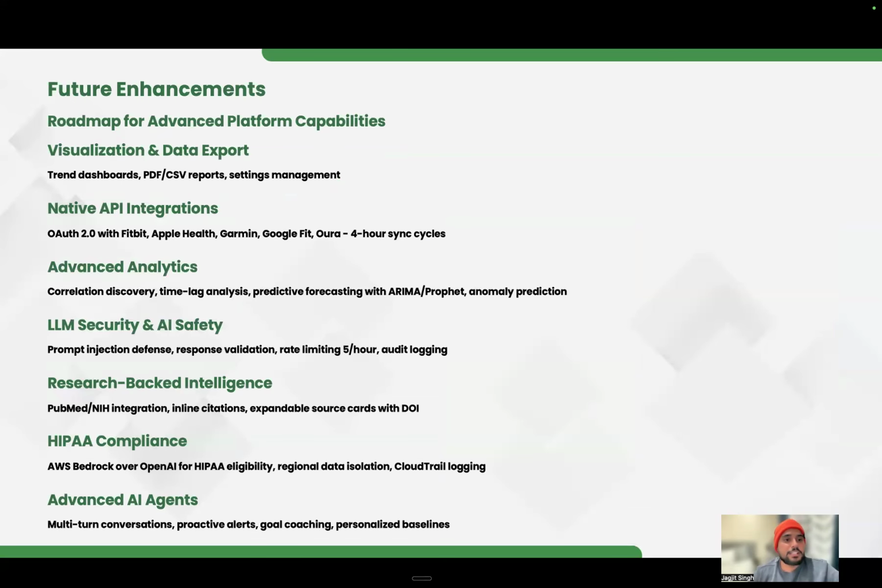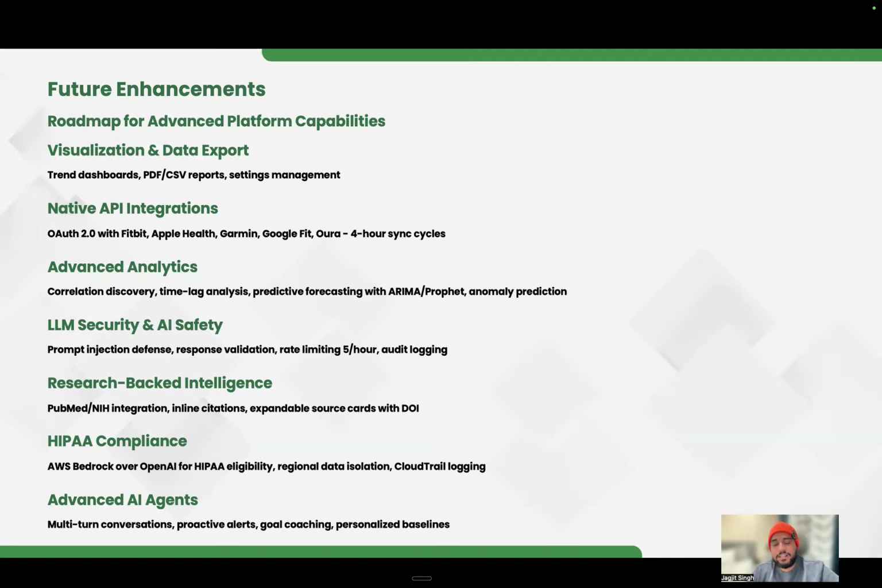Some of the future enhancements will be we can definitely increase the visualization and data export quality, and then use the native API integrations for support of all the wearable tech. And then we can also work on some advanced analysis, such as correlation discovery, time lag analysis.